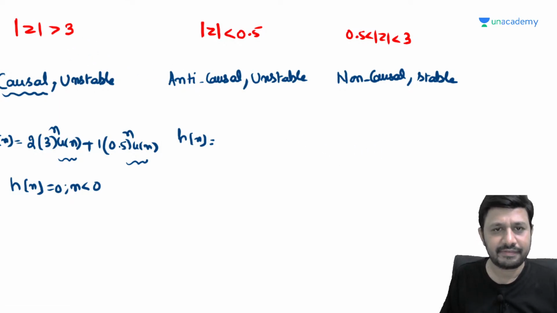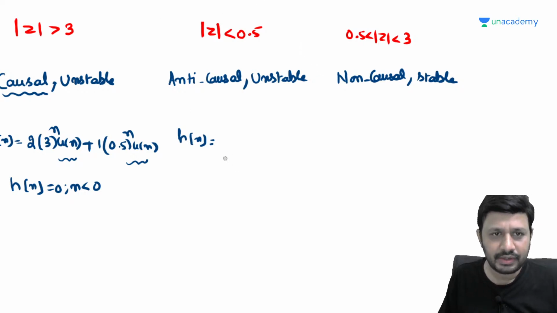Now, write for the second one in a similar fashion. Mod z less than 0.5 means what? Because in the exam they will ask what is the impulse response of the system if the system is anti-causal and unstable, non-causal and stable. He may ask anything. So, we must be in a position to get the inverse Z transform also.